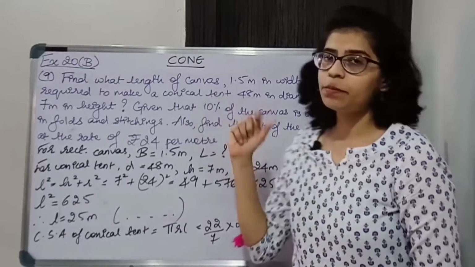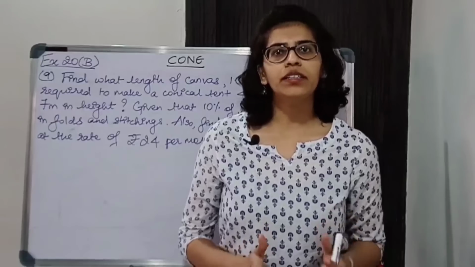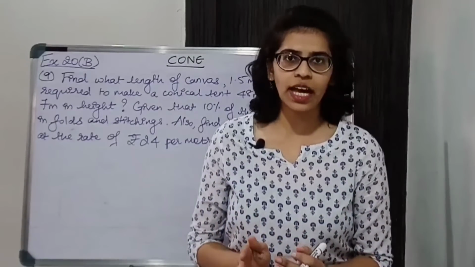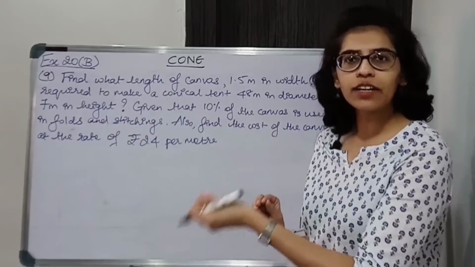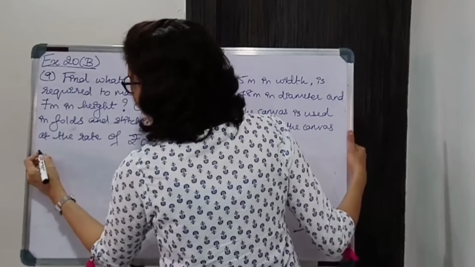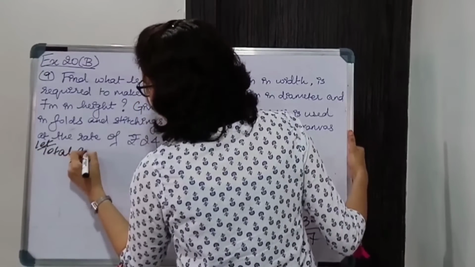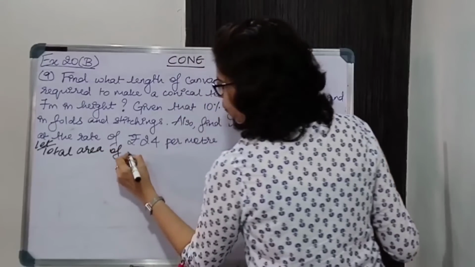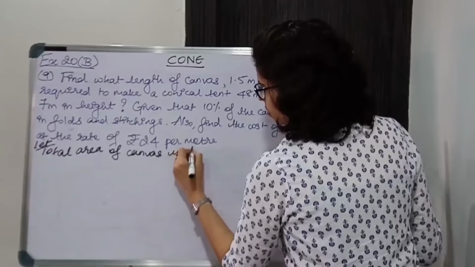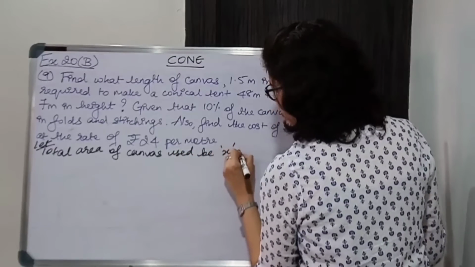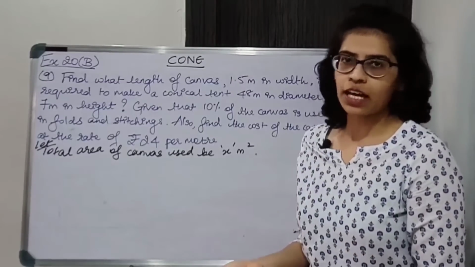Now coming to the 10% part. Now we know the curved surface area, but we need to know the total area of the canvas. Okay, so we don't know the total area of canvas, so let the total area of canvas used be x meter square. Okay, because we don't know how much area of canvas is used.